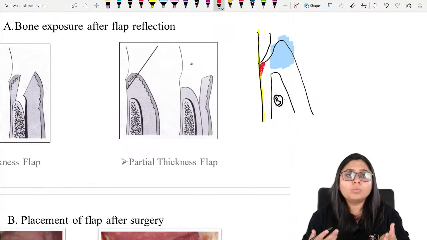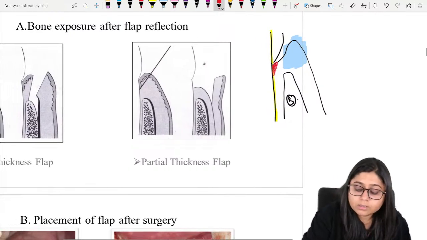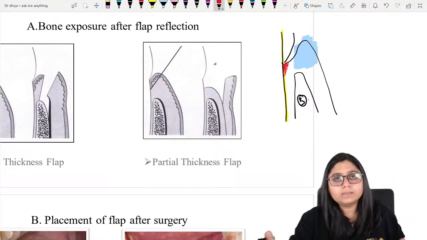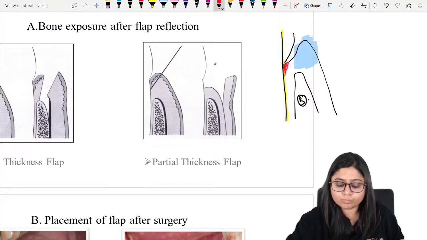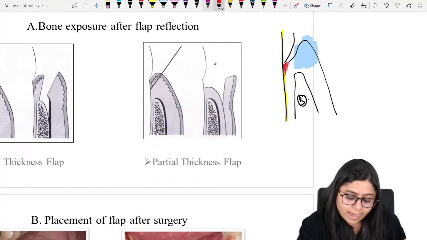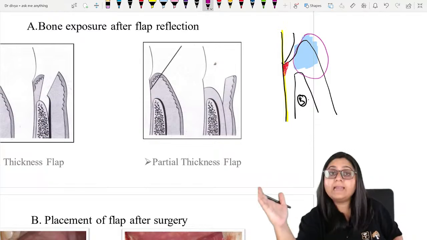Another thing I will be seeing is the bone, right? After exposing the bone, if I am raising a full thickness flap, the whole of this flap, I am removing, I am elevating.